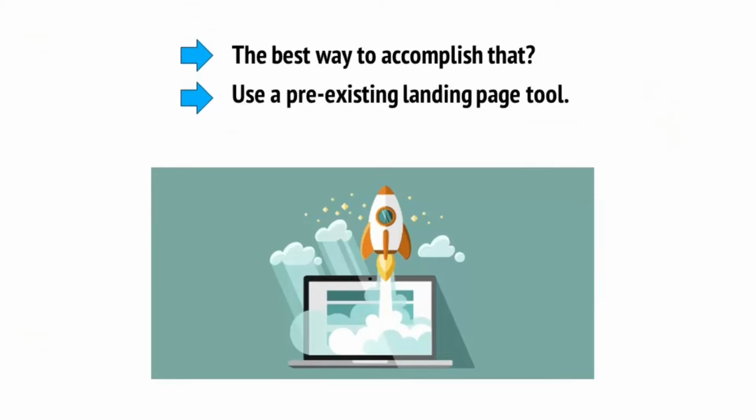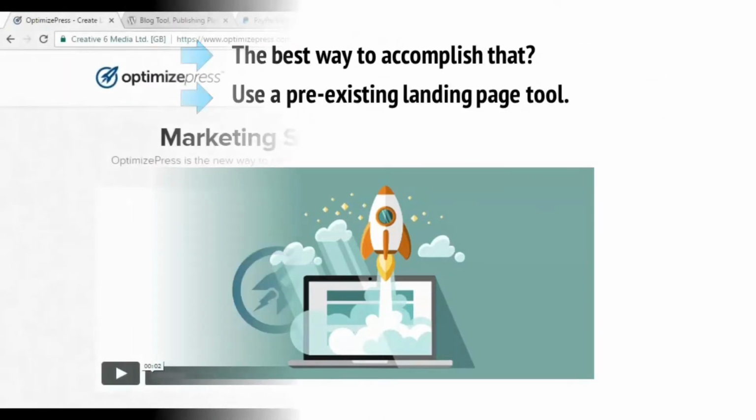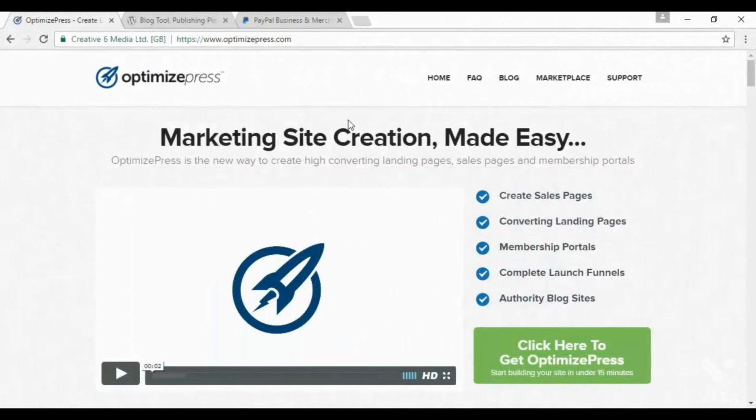Use a pre existing landing tool. The best example is to use Optimize Press, which is a WordPress plugin and theme that will make your site look professional as a sales page and include your transaction button. And you can find out more at optimizepress.com, and they have a video on the sales page that explains how it all works.